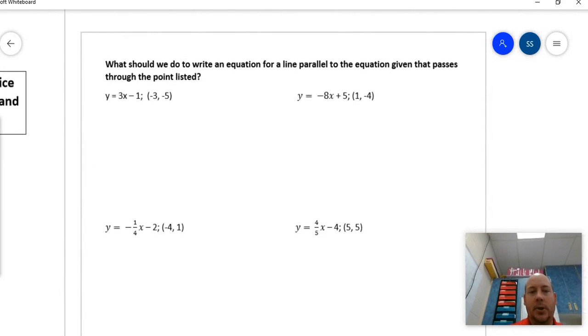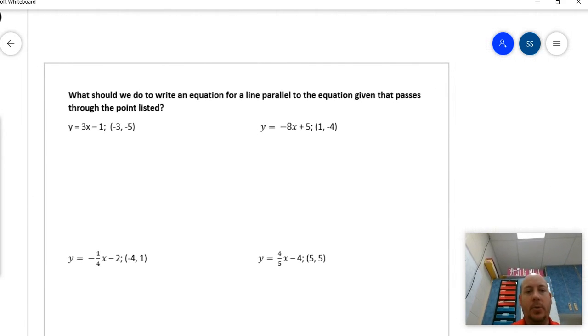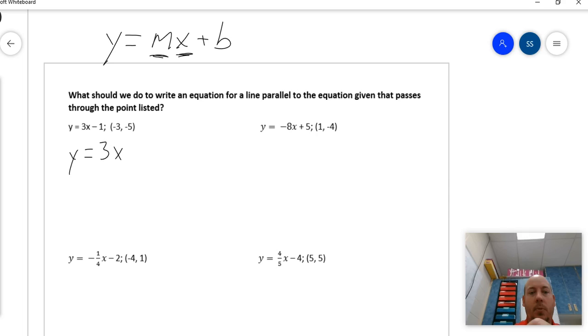So what should we do to write an equation for a line parallel to the equation given that passes through the point listed? We have an equation, and we want a line that's parallel that goes through that point. Again, the slope's going to stay the same, so we know it's going to be y equals 3x. We've got to figure out that y-intercept. Remember, y equals mx plus b. We know the slope, we know the x value, and we know the y value. We're going to solve for b.